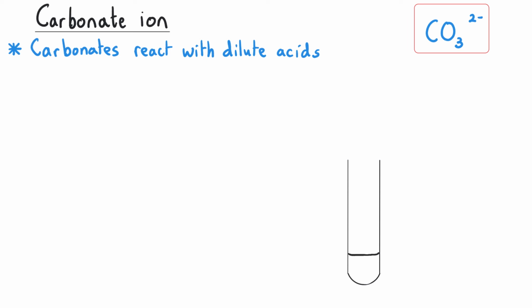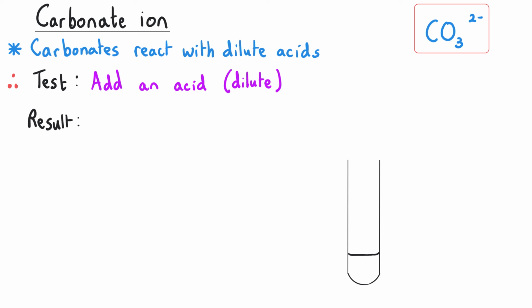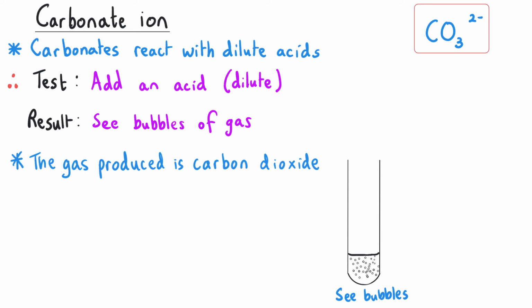As we know, carbonates react with dilute acids, and so to test for the presence of the carbonate ion, we add an acid to the tube suspected of containing the carbonate ion. And if the carbonate ion is present, we will see bubbles of gas, and that gas that is produced is going to be carbon dioxide. But carbon dioxide is odourless and colourless, so you can't tell just by looking at it that it is carbon dioxide, and so we need to get some proof.